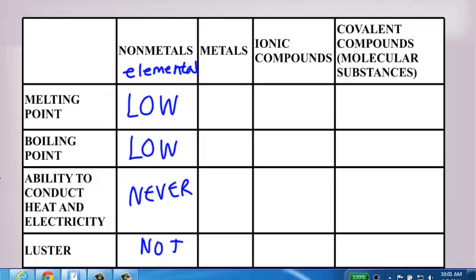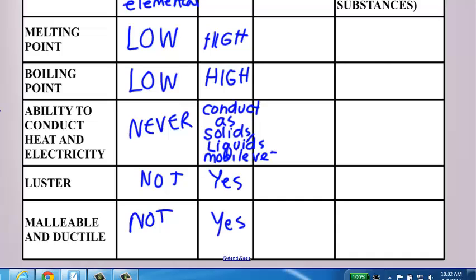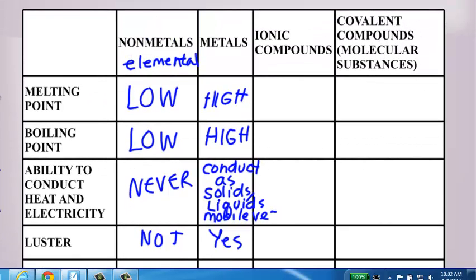Okay? Metals have high melting and boiling points. They are unique because they can conduct as solids, right? They also conduct when melted, but since they have high melting points, it's hard to melt them. The reason they conduct, remember, is they have the mobile valence electrons that move about and carry the electric current. Metals do have luster, and they are malleable and ductile. And again, when I talk about a metal, I'm talking about an elemental metal, something with a metallic bond.